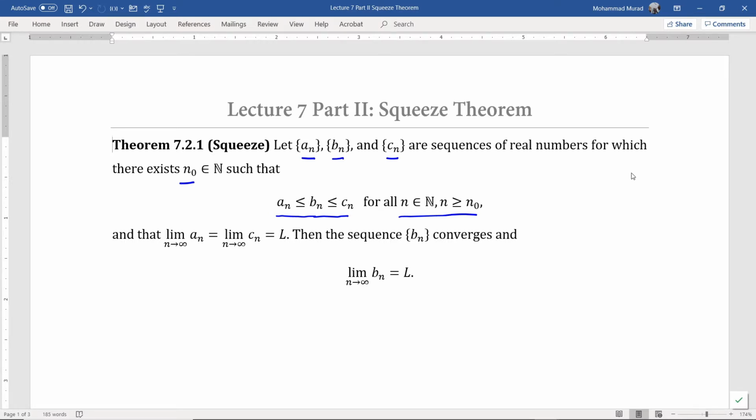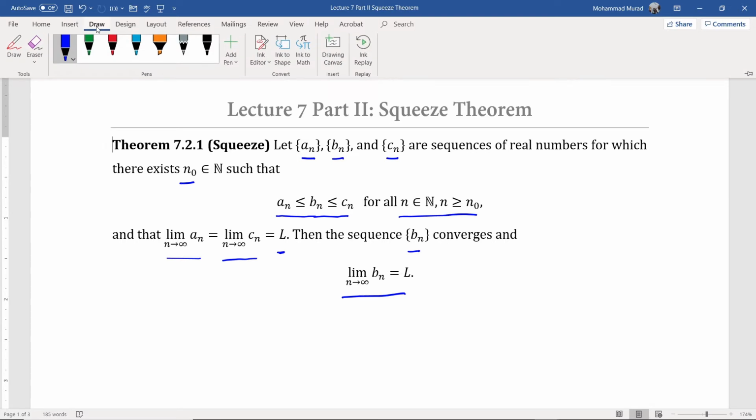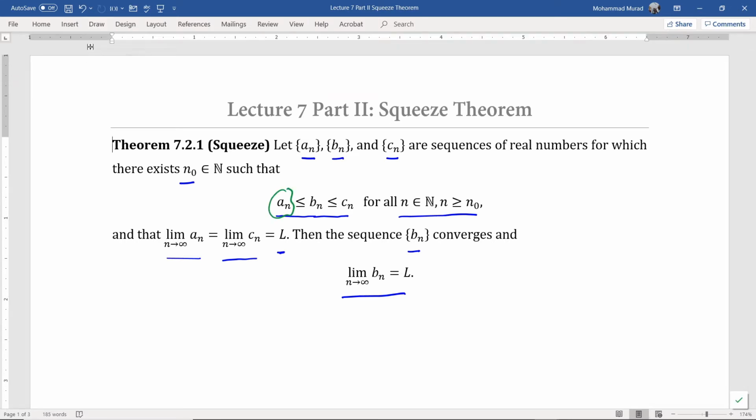and that the limit of a sub n as n approaches infinity equals the limit of c sub n as n approaches infinity equals L, then the sequence b sub n converges and the limit of the sequence b sub n as n approaches infinity also equals L. So this simply says if the nth terms of the sequences a and c are approaching a fixed number L as n approaches infinity, then the sequence in between also approaches L.